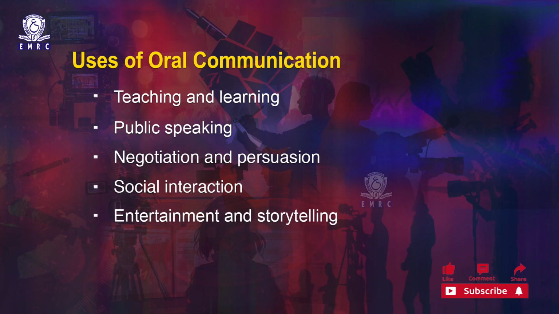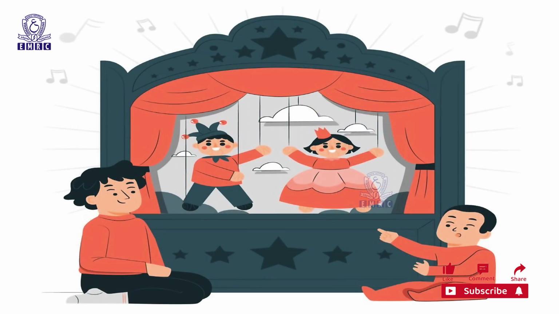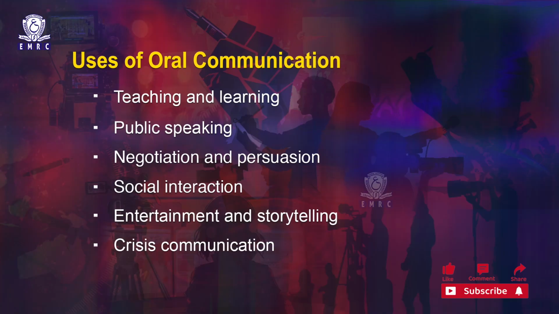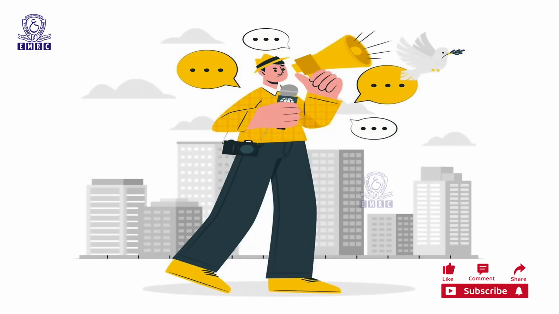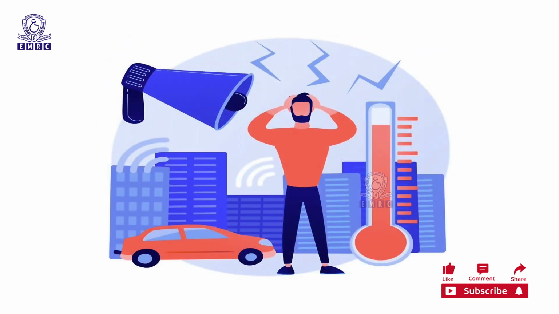Entertainment and storytelling: oral communication has been a traditional method for entertainment and storytelling. Whether it's sharing anecdotes, narrating stories or engaging in conversations, oral communication plays a role in creating and sharing experiences. Crisis communication: during emergencies or crises, effective oral communication is crucial. Leaders, spokespersons and emergency responders often communicate important information verbally to ensure public safety and understanding.